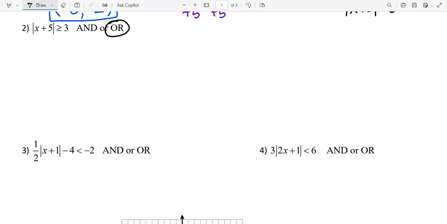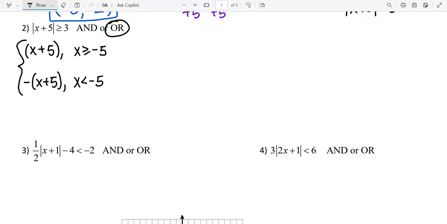Oh dear. Okay, we'll start with the piecewise. We've got parentheses x plus 5, comma, and then you've got negative parentheses x plus 5, comma. What does the plus 5 do to my equation? Left 5, so where am I starting? At -5. So the positive slope ray is going to be greater than or equal to -5, and then the negative slope ray is going to be less than -5.